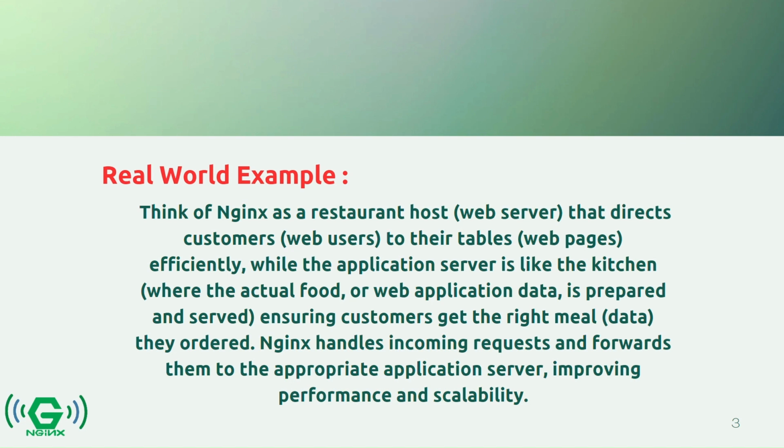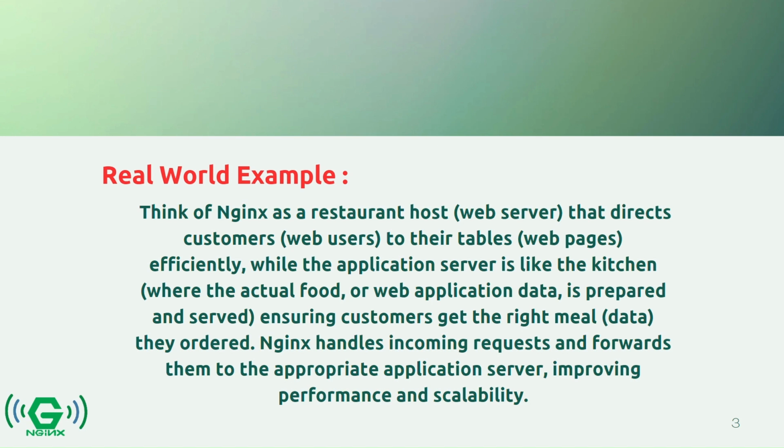So I will explain this once more. Nginx is like a restaurant host, right? It means it's in charge of guiding customers, it means users, right, to their tables, like web pages, quickly and efficiently, right? Next, the application server is like the kitchen. This is where the actual food, it means web application data, is prepared and served, making sure customers get the right meal, it means the data they ordered, right?